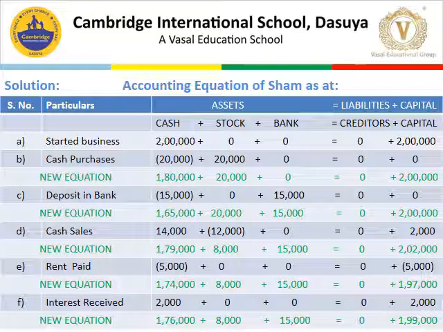Rent paid. Rent is an expense deducted from cash and capital, 5,000 each. The new equation would be cash 1,74,000, stock 8,000, bank as it is 15,000, creditors no effect, and the capital would become 1,97,000. Then interest received is an income. Income will be added in cash as well as in the capital if received. So the interest received, 2,000, will be added in cash and added in the capital. The new equation would be cash 1,76,000, stock 8,000, bank 15,000, and the capital 1,99,000.